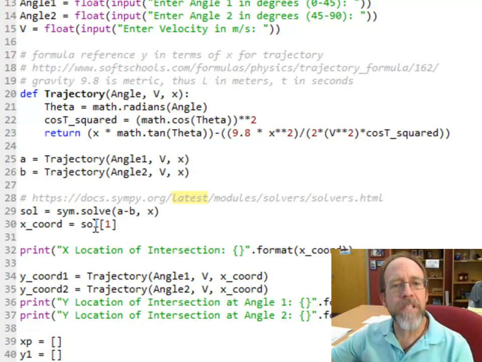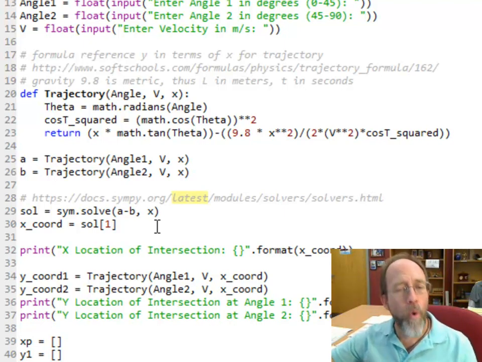If you look at the documentation, you'll know that the solve function doesn't actually return a single value; it returns a list of information. But element 1 of that is the actual x coordinate of where they intersect. So that's where the intersection will be.